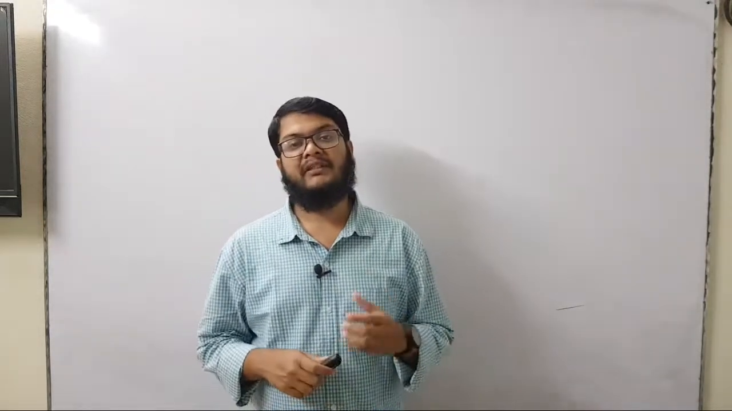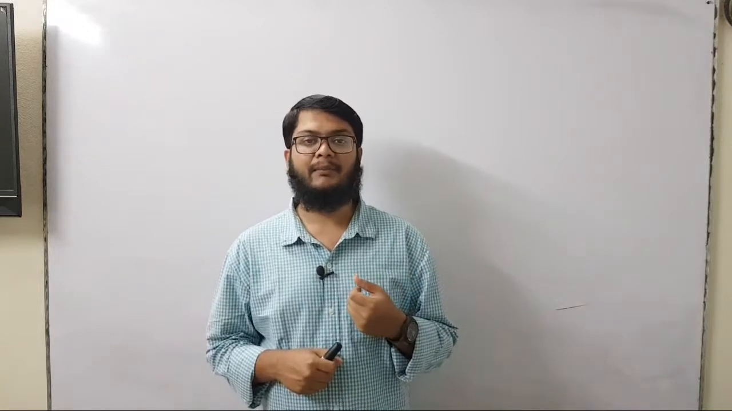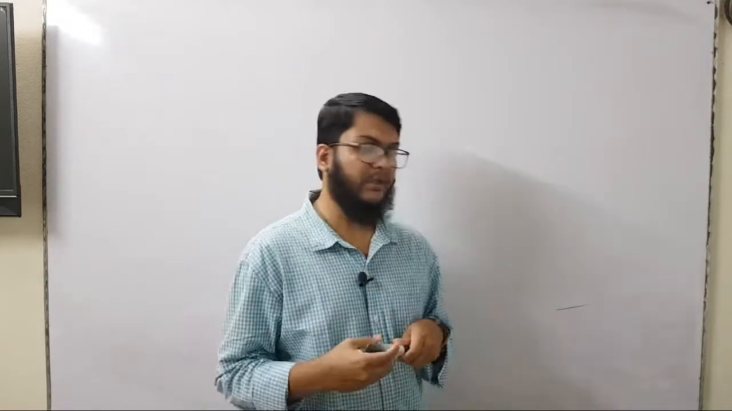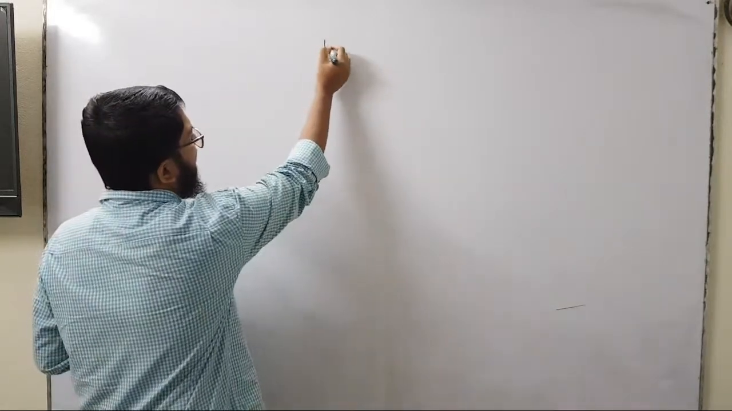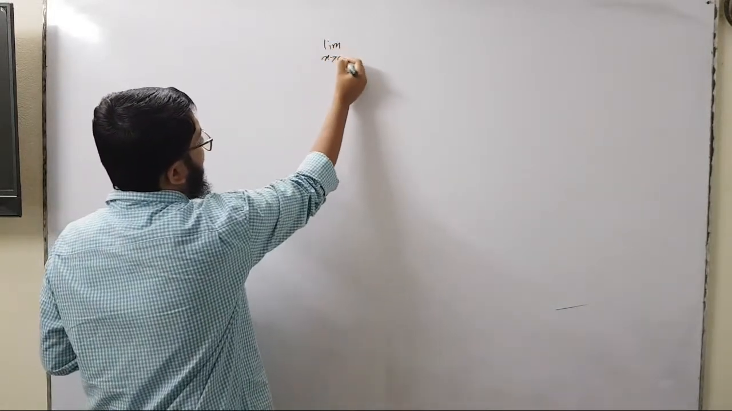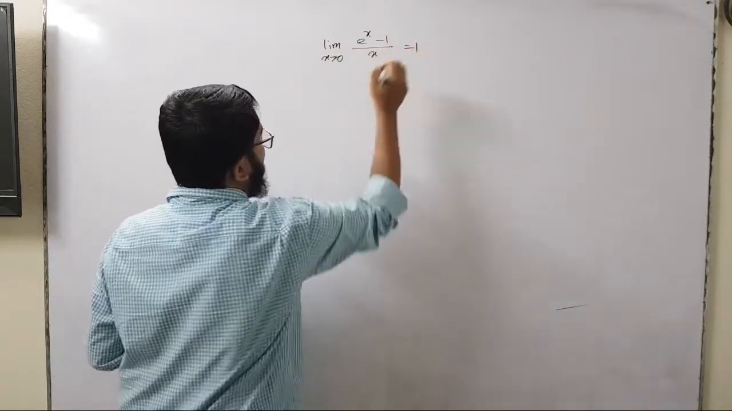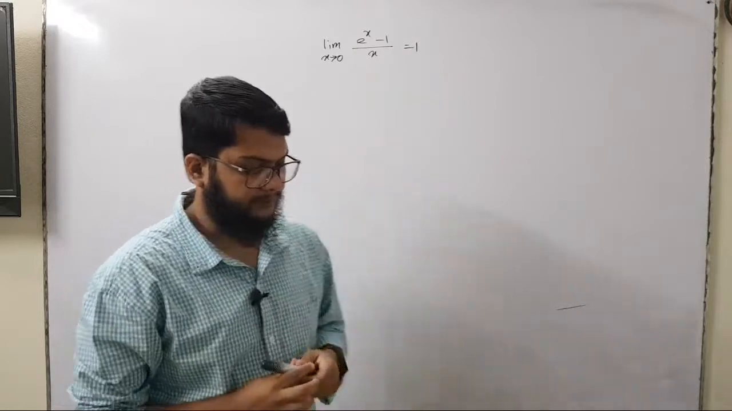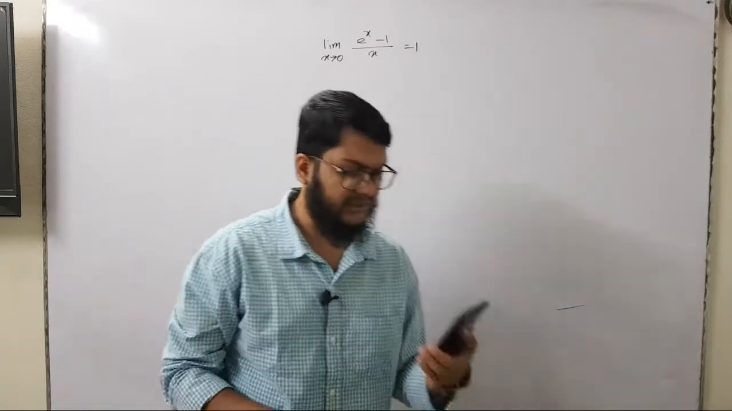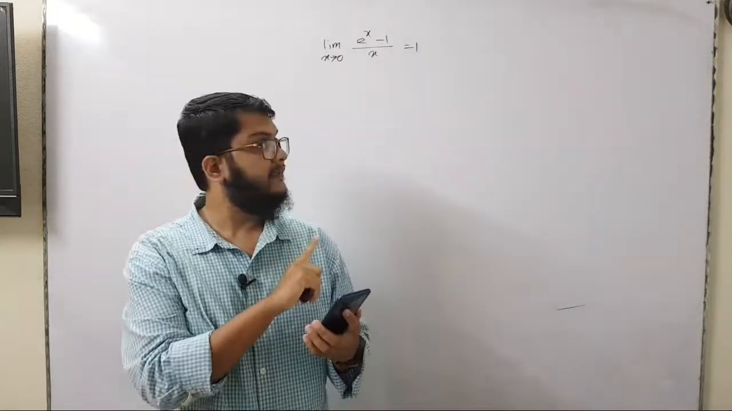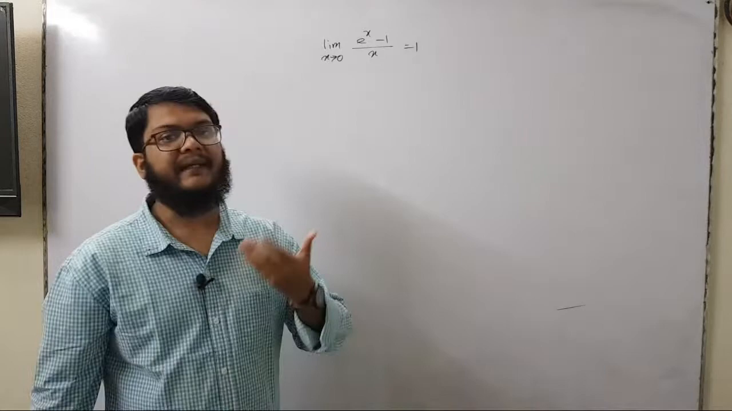In the previous class we learned about the exponential function. Today we will discuss the logarithm function. What we learned in the previous class was something like this: limit x tends to 0, e to the power x minus 1 divided by x is equal to 1. So this is what we learned in the previous class. I think the text is clear. Now we will learn the next topic.